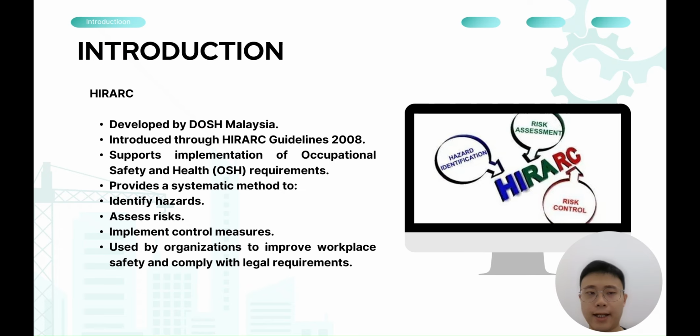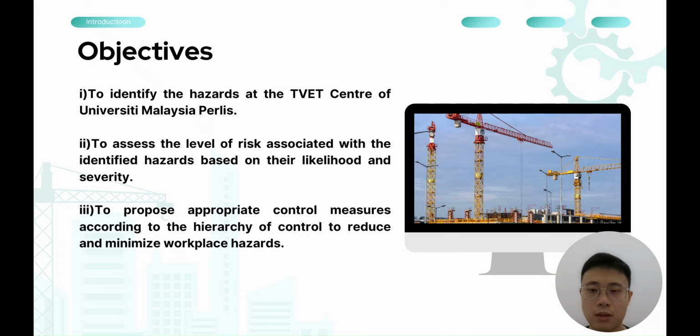What is HIRARC? HIRARC was developed by DOSH Malaysia. We were introduced to the HIRARC guideline in 2008. It supports the implementation of occupational safety and health requirements. It provides a systematic method to identify hazards, assess risk, and implement control measures. HIRARC is used by organizations to improve workplace safety and compliance with legal requirements.